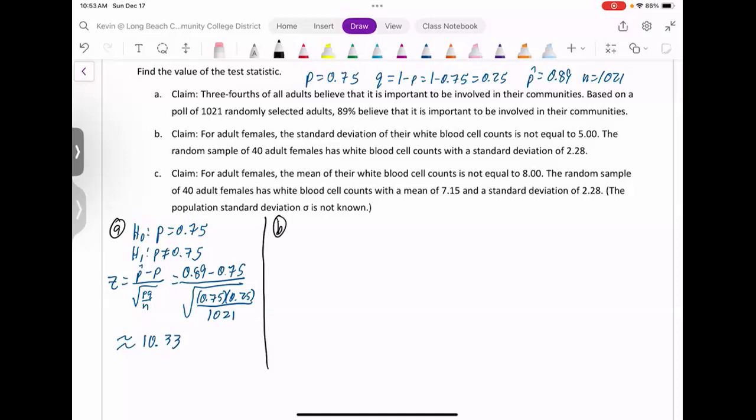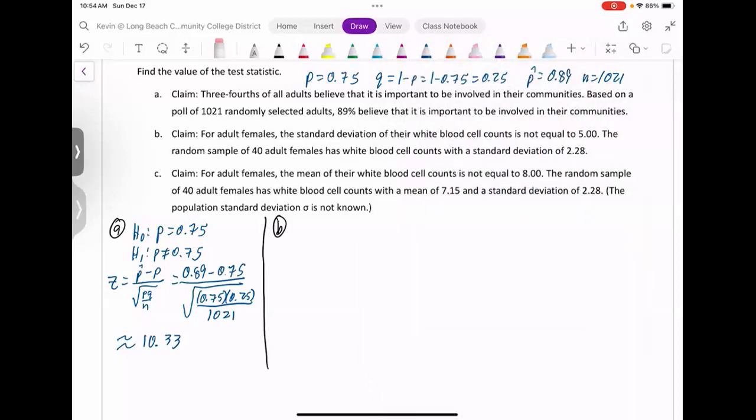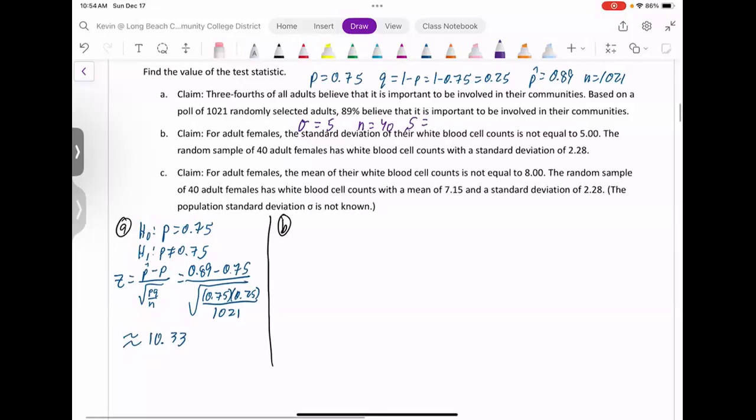All right, part B. For adult females, the standard deviation of their white blood cell counts is not equal to 5. I don't know what the unit on that is. The random sample of 40 adult females has white blood cell counts with a standard deviation of 2.28. Now let's write out what we have here. It looks like sigma is 5, n in this case is 40, and our s is 2.28.